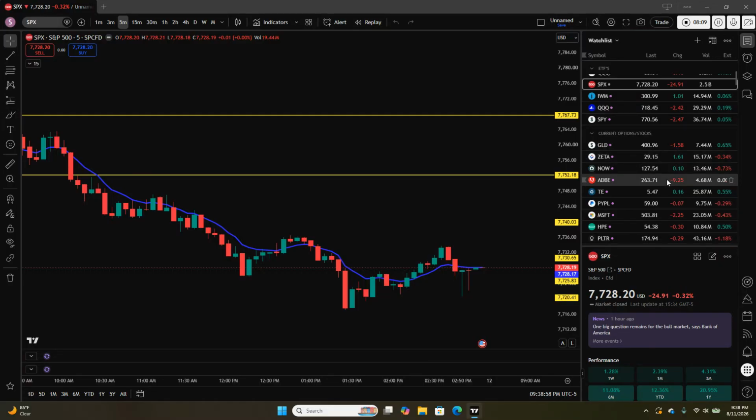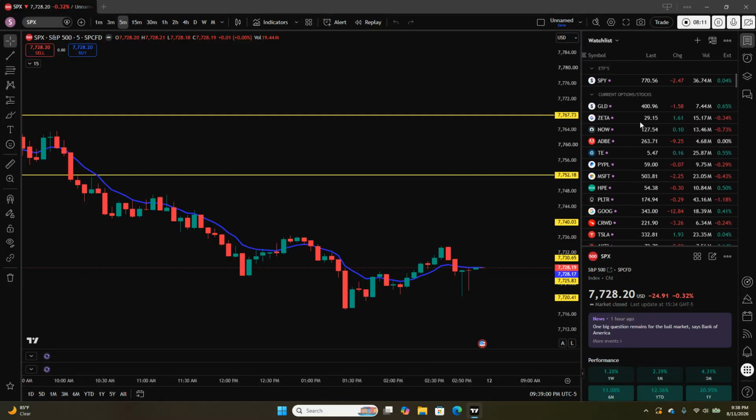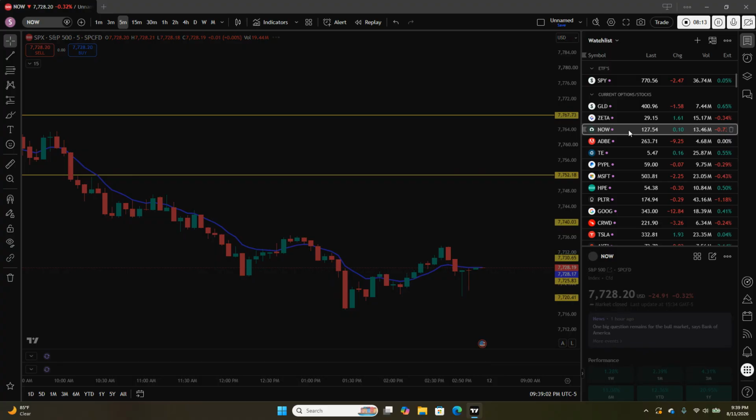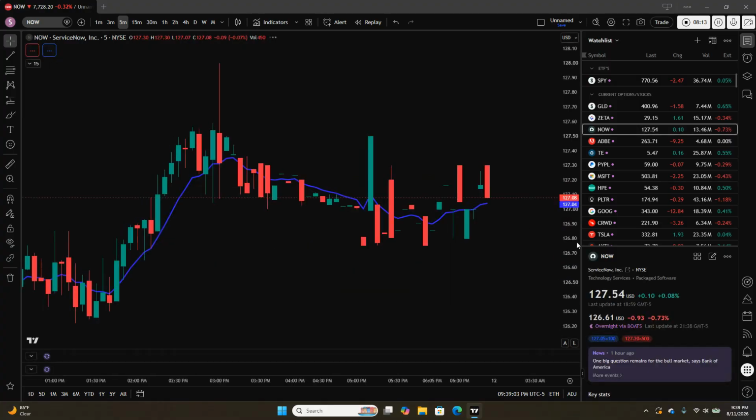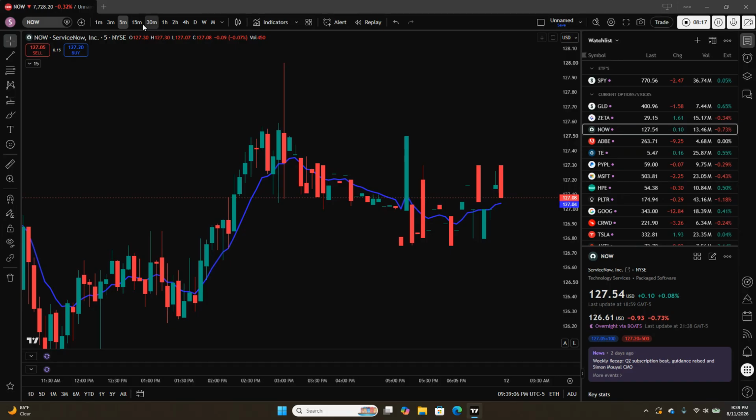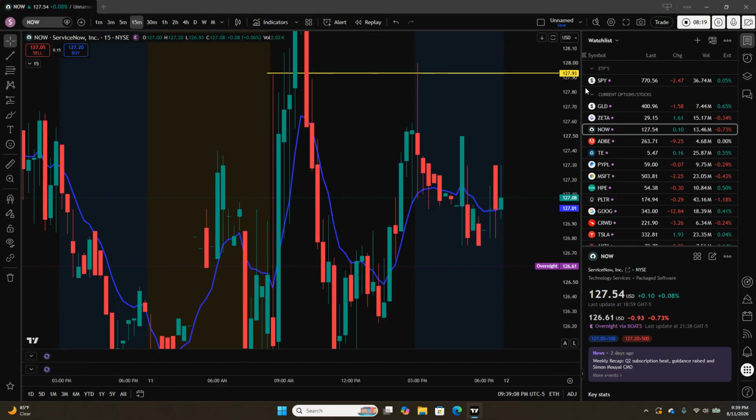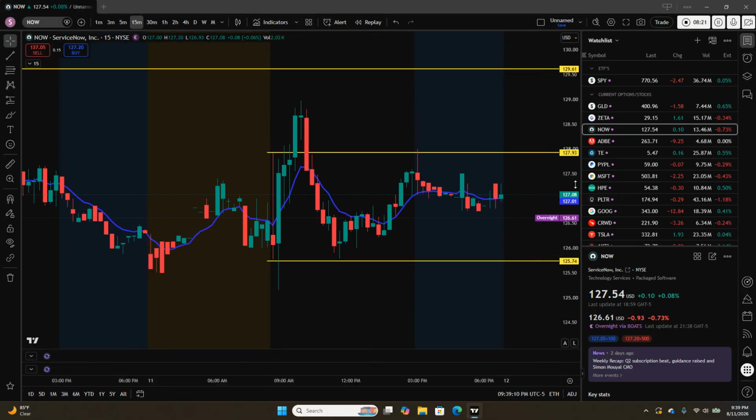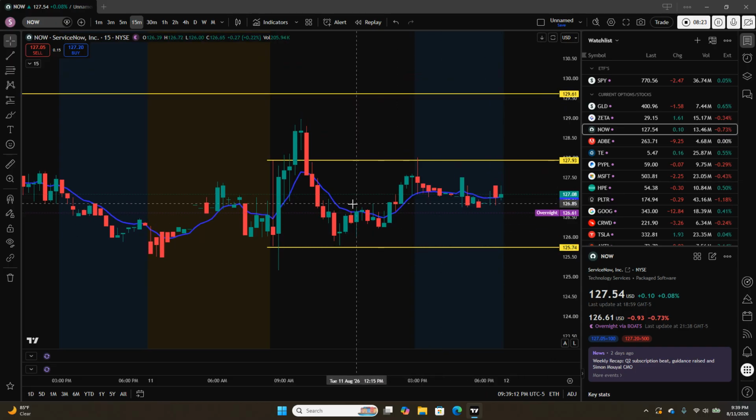SPY would be basically the same thing. Now was a good one too. So we're on the 15. Yeah, this is the one I was using today. This one was pretty quick to mark out because this showed up fast, a high and low. So you knew before the 15 minutes was even up.